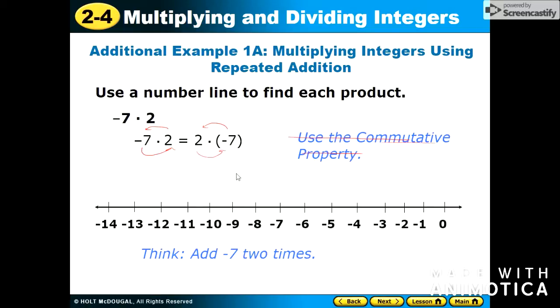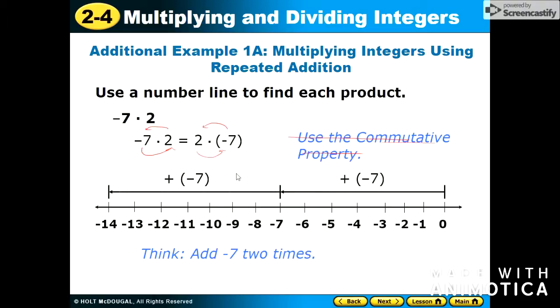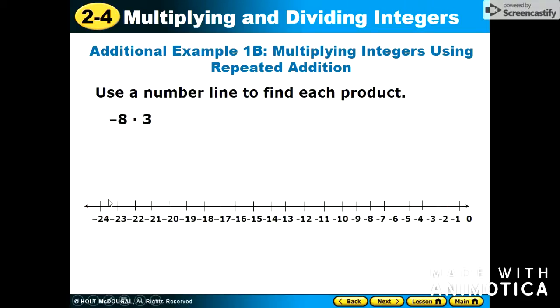Think about it as repeated addition. Negative 7 is being repeated twice. Here that is: starting at 0, you've got negative 7, and it's being repeated again, plus negative 7, to give us a total of negative 14.